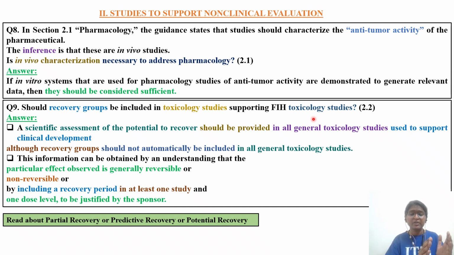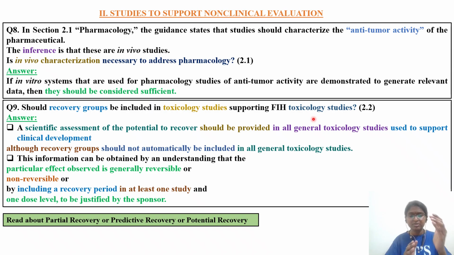The main group animals will be sacrificed on day 28 or 29, whichever the study is. For the remaining 14 days you leave the animals without treatment, and you find whether there is any recovery. Similarly, if you have a 3-month study like a 90-day study, you have a 1-month recovery group. This is the purpose of the recovery group in the case of a general toxicology study.